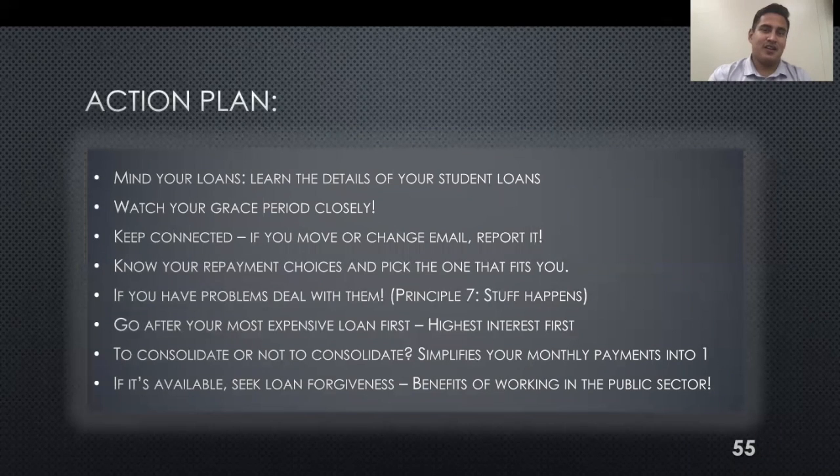Now, here I created a little action plan for all of us to follow. Learn the details of your student loans. Watch your grace period. Keep connected by making sure you update all your information because the government will find you. Know your repayment options and pick the one that fits you. If you have any problems, deal with them. Shenanigans happen. What can you do? Go after your most expensive loan first, the one with the highest interest rate. Figure out if you need to consolidate or not, and don't forget to seek loan forgiveness. It's more common than you think.